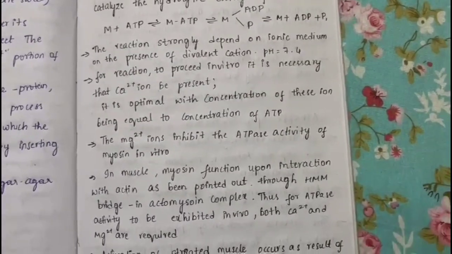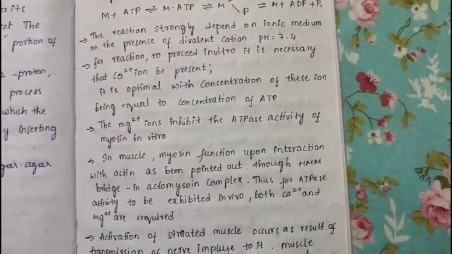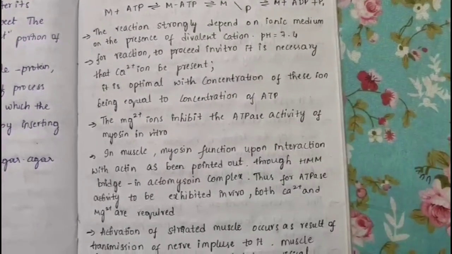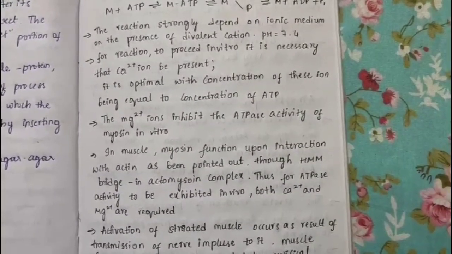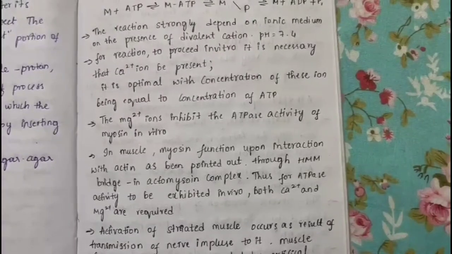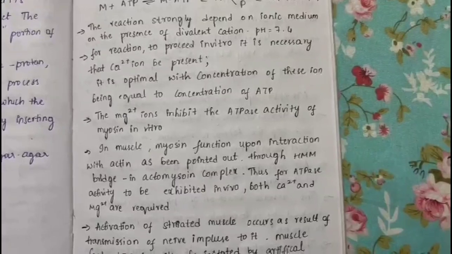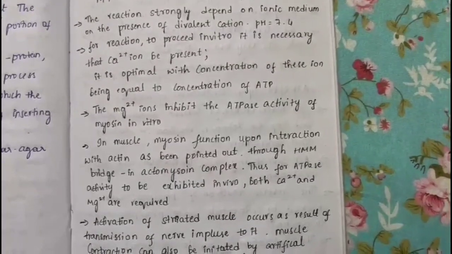In muscles, myosin function upon interaction with the actin has been appointed through the HMM bridge in the actomyosin complex. Thus, for the ATPase activity to be exhibited in vivo, both calcium and magnesium are required.